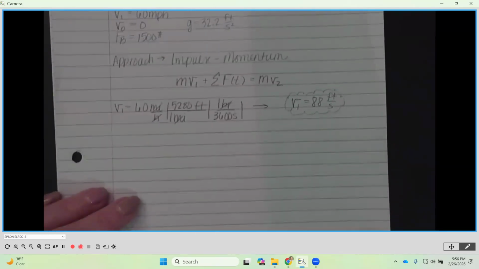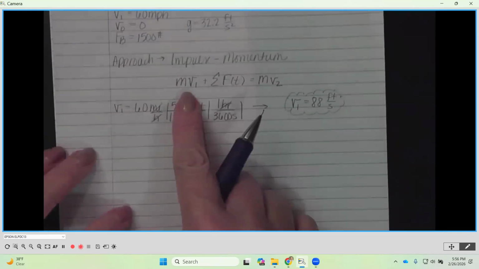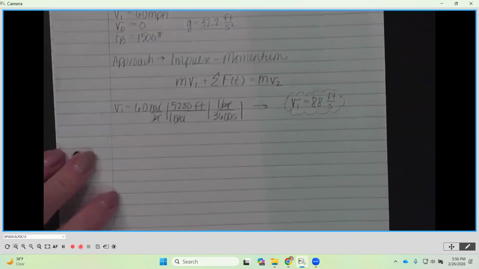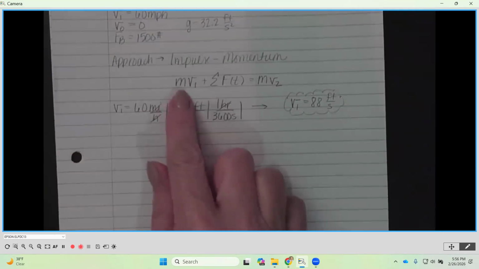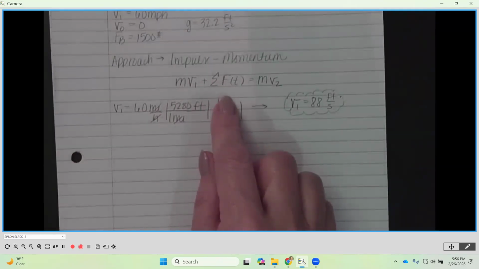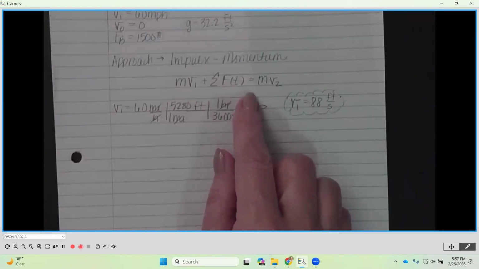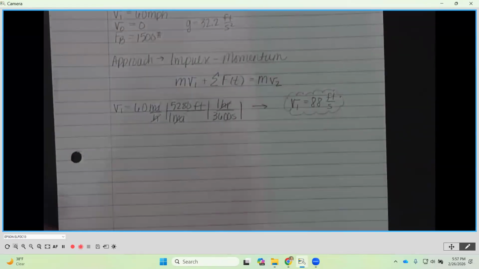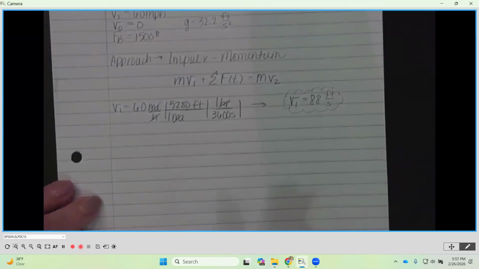So now we're ready to use this, and we're going to draw our diagram. What we're going to do is draw a diagram for our initial momentum, then we're going to add another diagram for our impulse, and then we're going to equal, and then one last diagram for our after momentum.